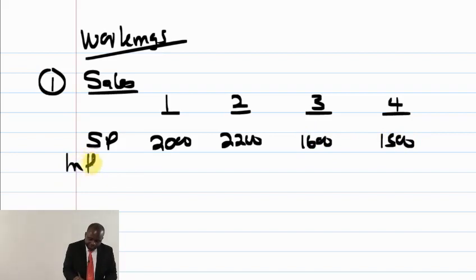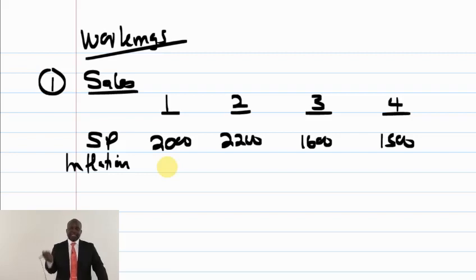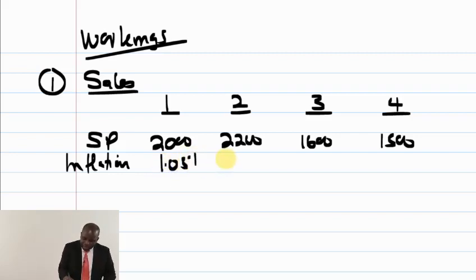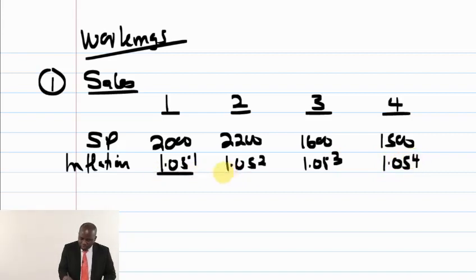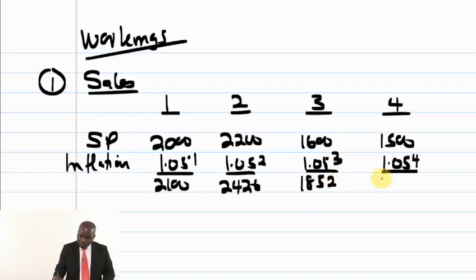We would have to inflate it because it is 1.5%, and it is referenced to year 0. So I have to get 1.015^1, 1.015^2, 1.015^3, 1.015^4. And what will be the inflated selling price? You will get 2,100, 2,126, 1,852, 1,823. Then I will need my units. What are the units? Keeping everything in thousands.